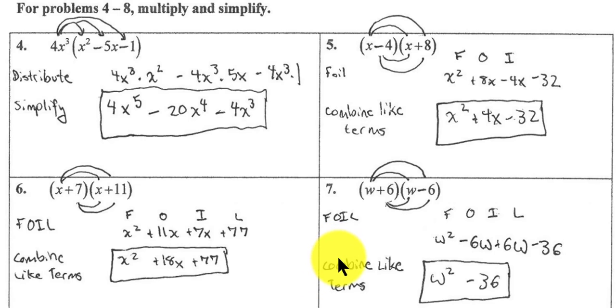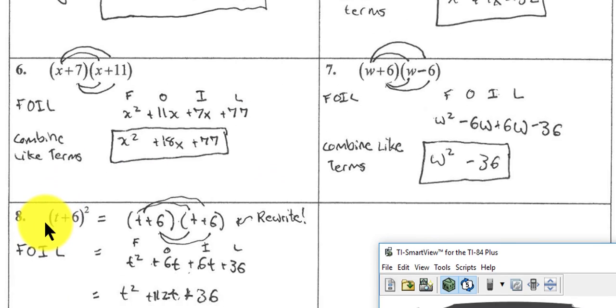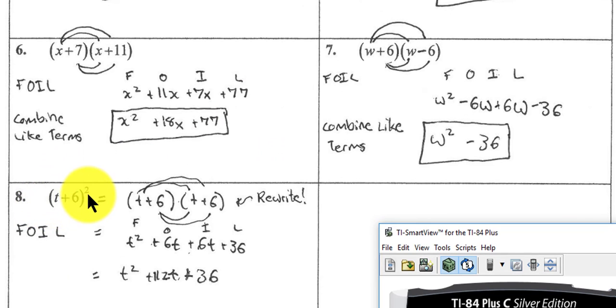I won't go through all the steps, but again, it's first, x times x, outer, inner, last. And then the one thing they want you to recognize for problem 8 is don't try and distribute this 2. A lot of times I'll see students write t squared plus 6 squared, but really this is repeated multiplication, so you're going to write t plus 6 2 times, multiplied 2 times, and then do your FOIL, first, outer, inner, last.